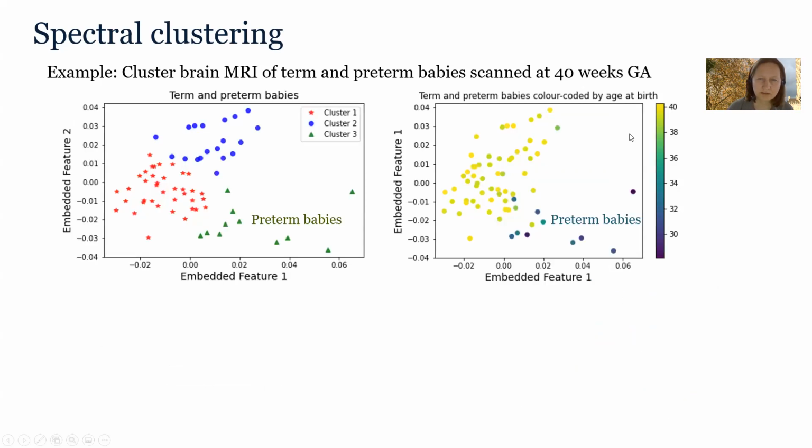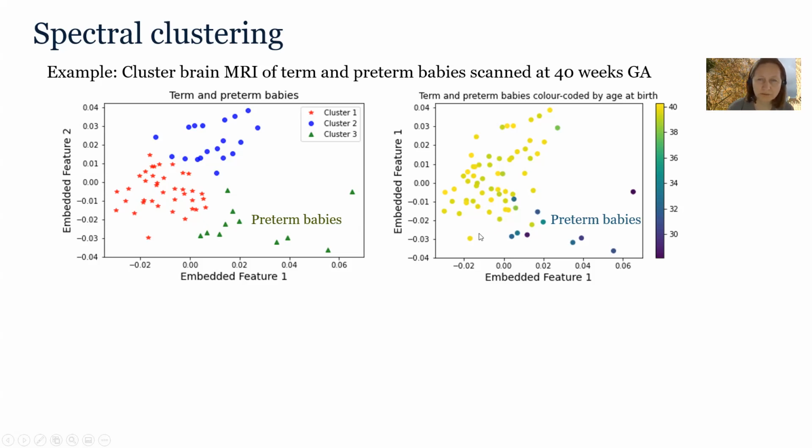So if we then color code the embedded data points by age at birth, we can actually see that this cluster of green triangles, which is cluster 3, corresponds to preterm babies, which is quite interesting.